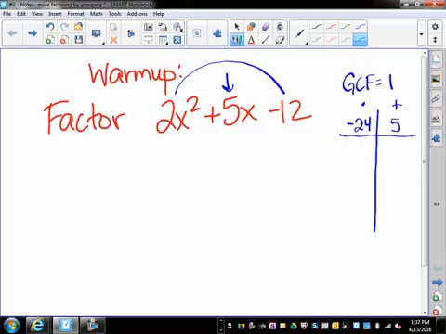If you are struggling to figure this out, start with 1. 1 times 24. 2 times 12. 3 times 8. 4 times 6. 5 does not work. We're done.